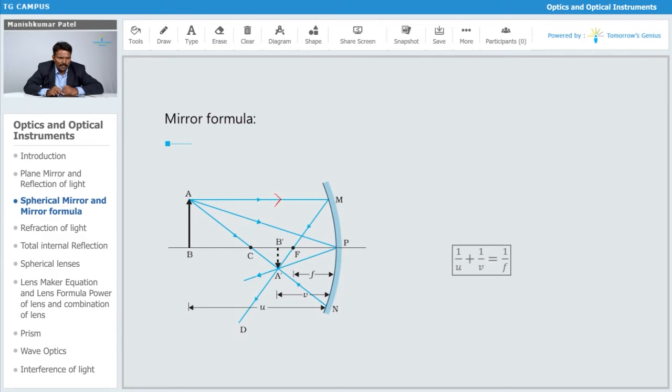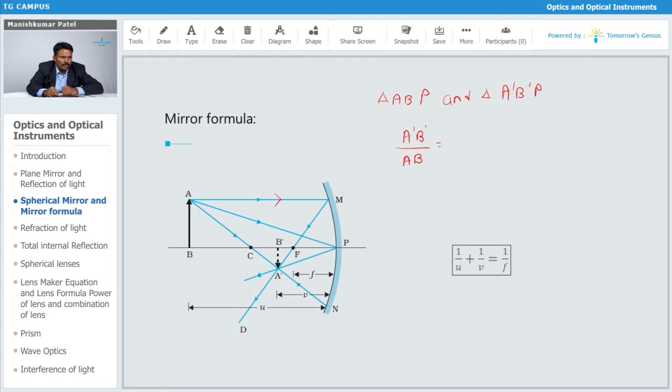For this, you have to just consider the pair of similar triangles. So let's say for this first case, consider the triangle that I will write down over here: that is triangle ABP and again your triangle A dash, B dash, P. These are the two triangles which you have to consider. In that case, I will write that is nothing but A dash, B dash upon AB.